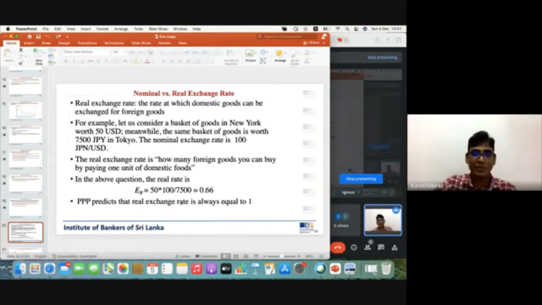Right? So now what is the real exchange rate? You divide this 5,000 by 7,500. That means the real exchange rate is 0.66. Right? But nominal, what's the nominal? Anybody? If you want to say in terms of goods, it's 0.5, right? But the real exchange rate, it's 0.66, right? So purchasing power parity predicts that the real exchange rate is always equal to 1.